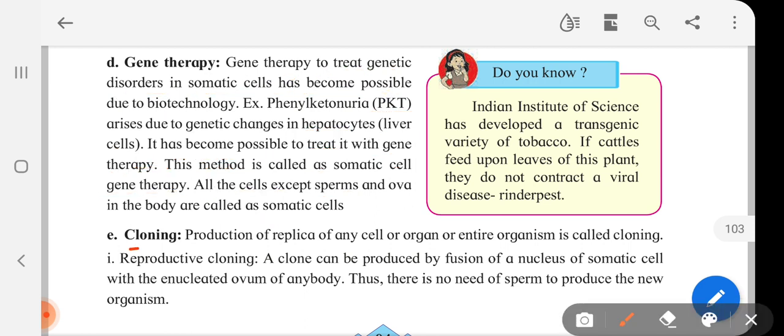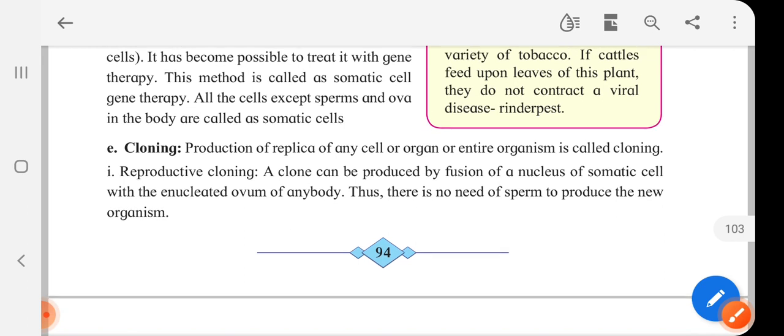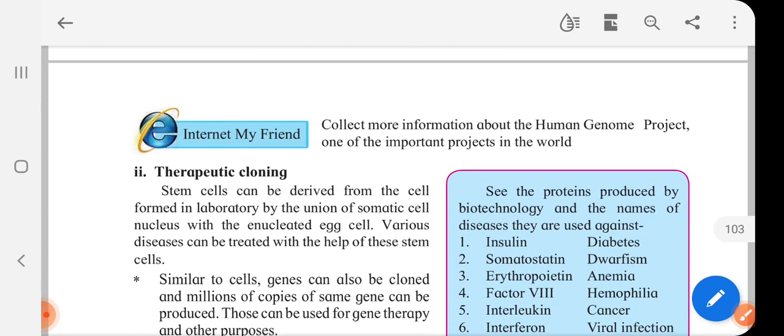Cloning. Production of a replica of any cell or organ or entire organism is called cloning. Reproductive cloning. A clone can be produced by fusion of a nucleus of a somatic cell with an enucleated ovum of any body. Thus, there is no need of sperm to produce the new organism. So in reproductive cloning, they fuse a nucleus of a somatic cell with an enucleated ovum, and this way they do not require sperm to reproduce the new organism.